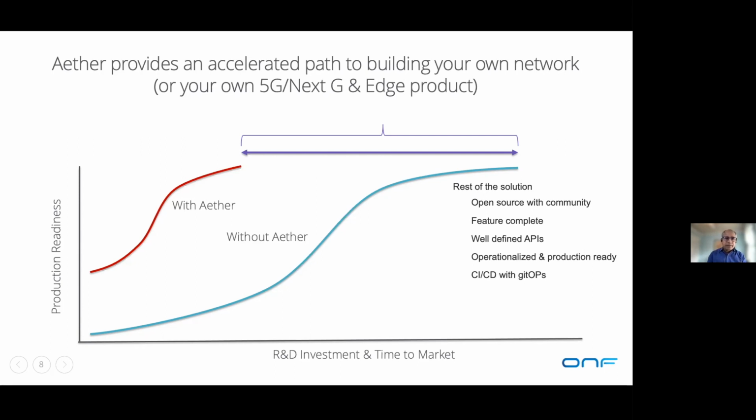Ether as a solution, as well as the component subsystems, as I mentioned, are relatively feature complete. They have a number of well-defined APIs, so it is very easy to build applications or new features on top of this. And then it is already operationalized and production ready with CI/CD and GitOps. And that is what makes it very easy for the industry or for the community to take it and build on it. And this is how we want to accelerate and broaden the adoption of 5G and edge, and really help the industry realize the full potential for enterprise digital transformation and for Industry 4.0 transformation.